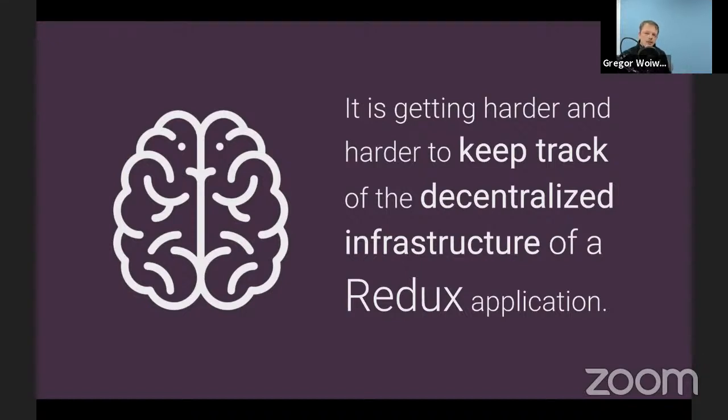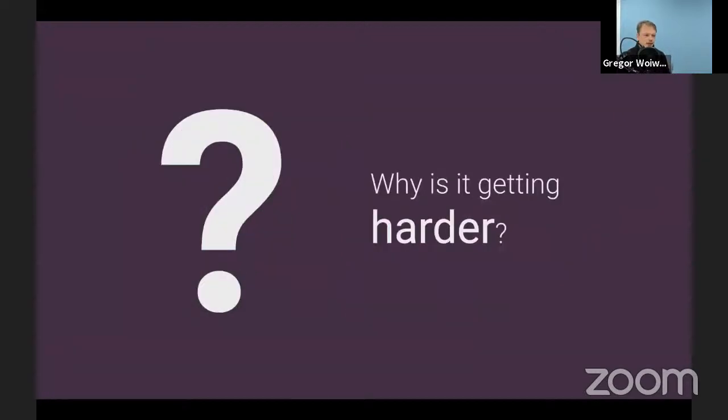Decentralized infrastructure means that you have actions, reducers, effects, selectors, and all of those 4 components come together in the store, and then a component has to use all of those mechanisms. It's a quite decentralized infrastructure. The question is why it is really getting harder.